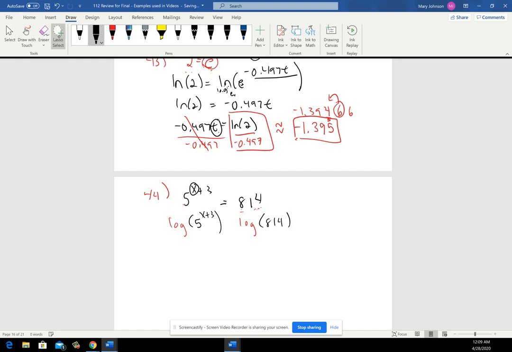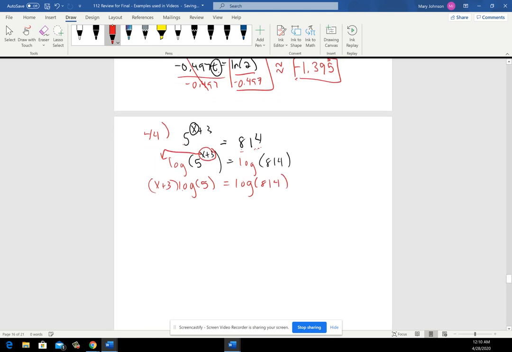Okay, and so we're just going to come in and we're going to log both sides. The thing is, this x plus 3 right here can now be brought down in front using property 3 of exponents. And this is huge. It changes your exponential equation into a linear one. It just doesn't look like it to you, but log of 5 is some number, log of 814 is some number. So on this one, since there's not a number in front of the x, we could just go ahead and get rid of the log of 5.